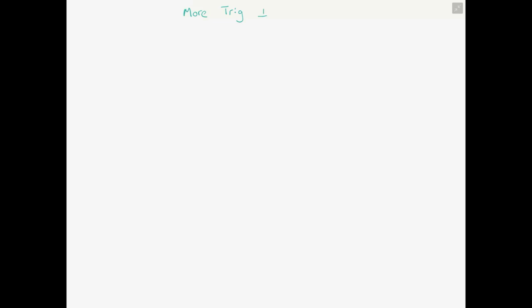Now we're going to take a look at more trigonometric integrations. We're going to take a look at the UV method, where U is the secant of x and V is x. Du is then secant of x tan x dx, and dV is simply dx.